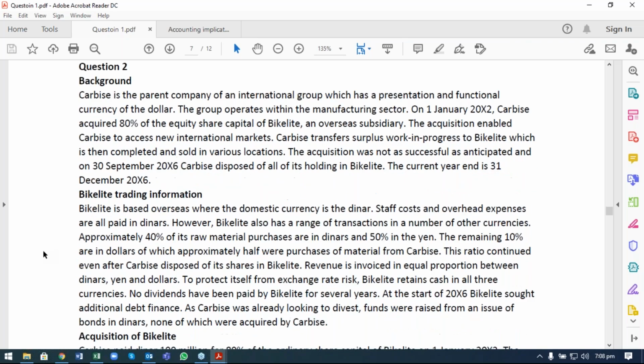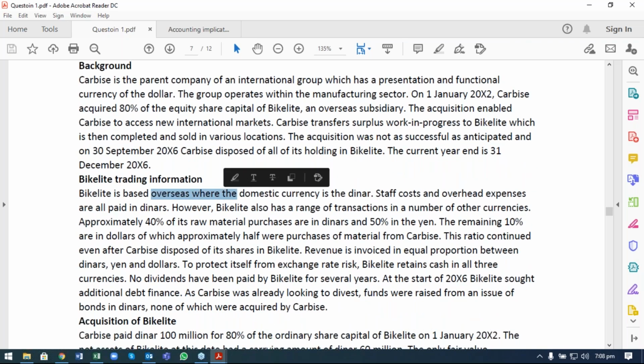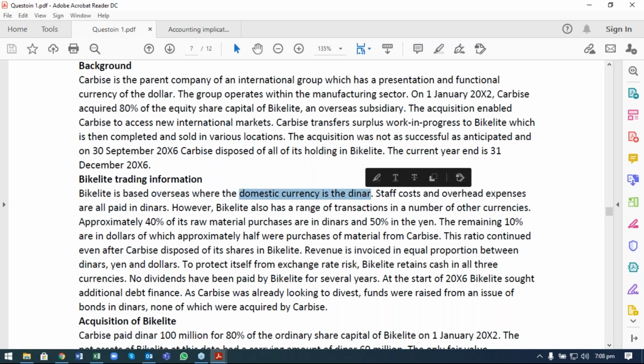Backlight is based overseas, where the domestic currency is dinar. The primary economic environment where Backlight was operating has a primary currency which is dinar, not the dollar. So staff cost and overhead expenses are all paid in dinars. However, Backlight also has a range of transactions in a number of other currencies.